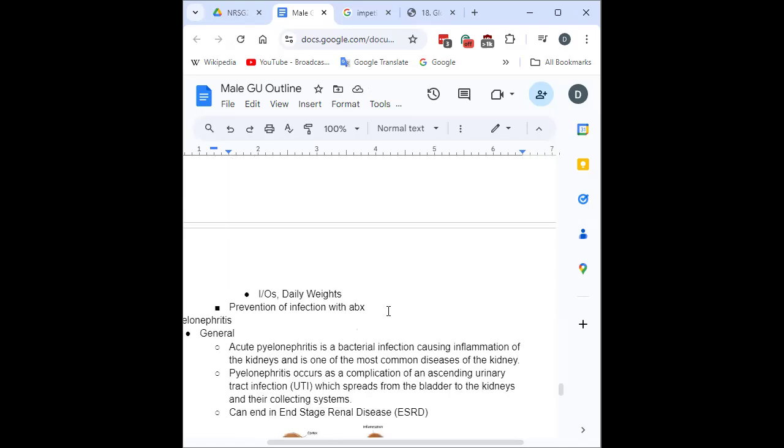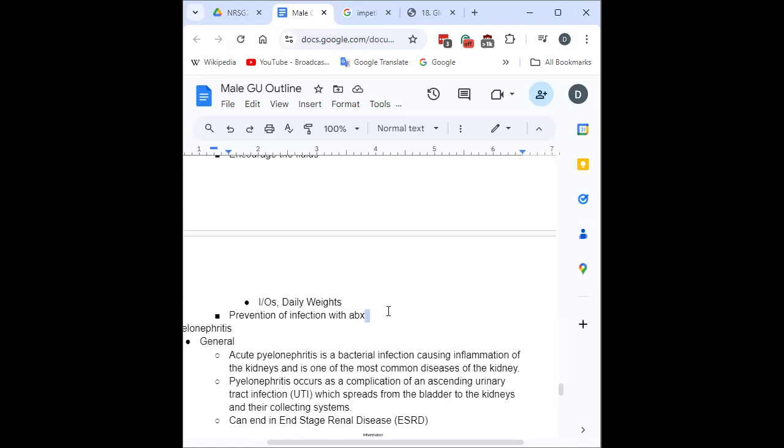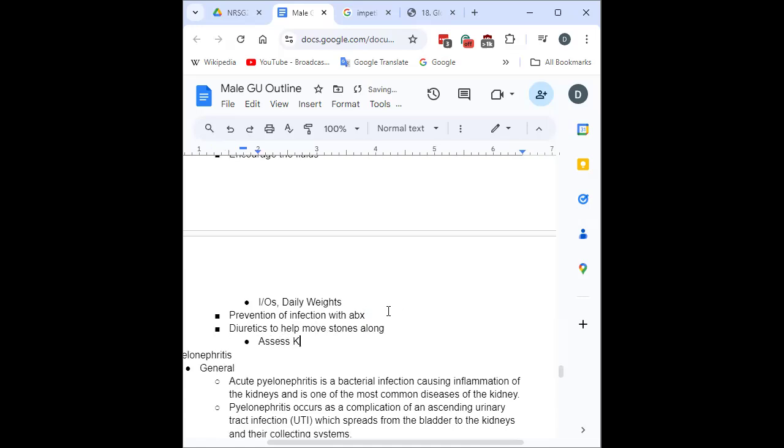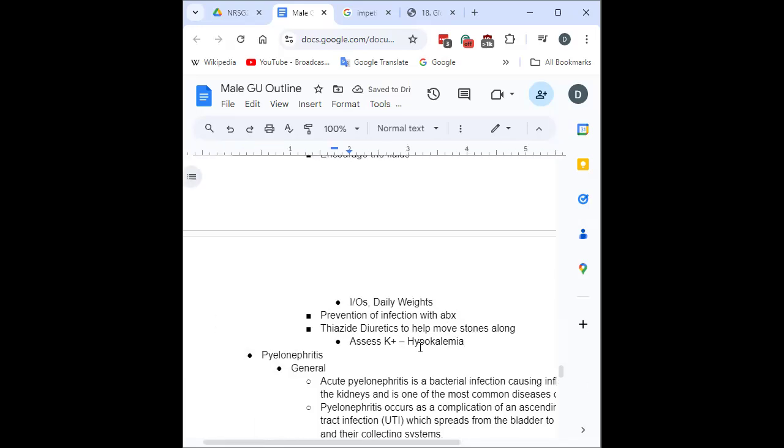I think last they talk about diuretics to help move stones along, and you want to assess potassium. They specify thiazide, so these are similar to loop diuretics. They don't affect the loop of Henle, but they affect a different part. But they are both going to cause hypokalemia. Hypokalemia. Okay.